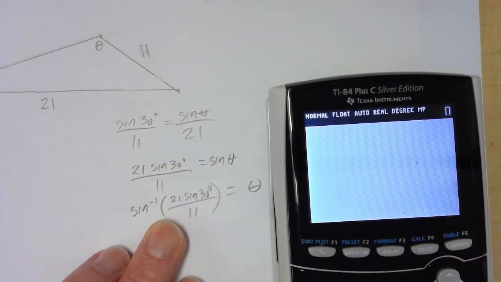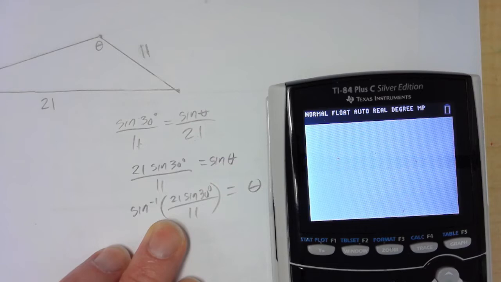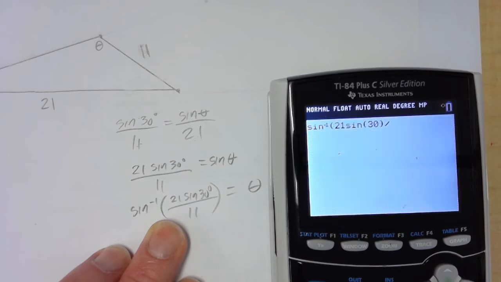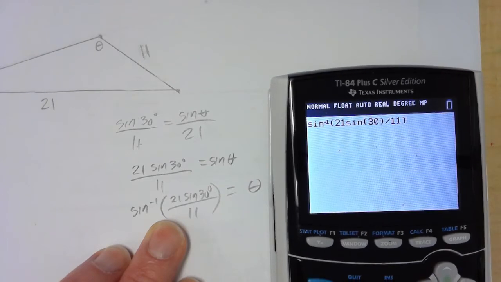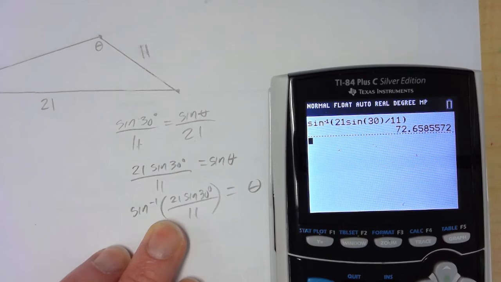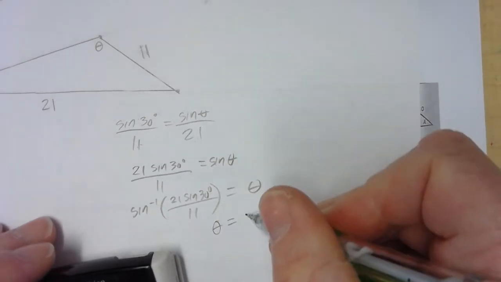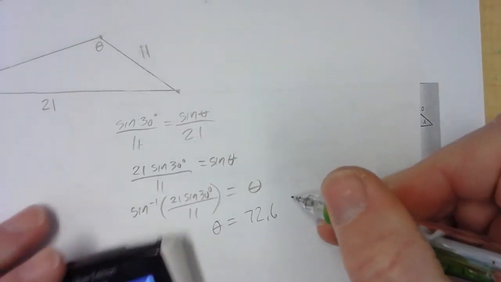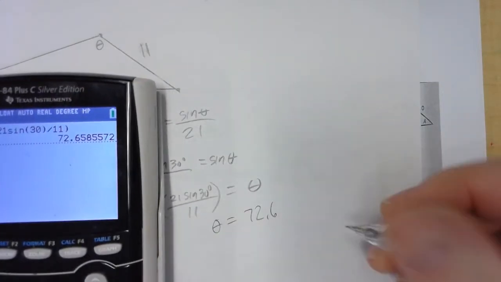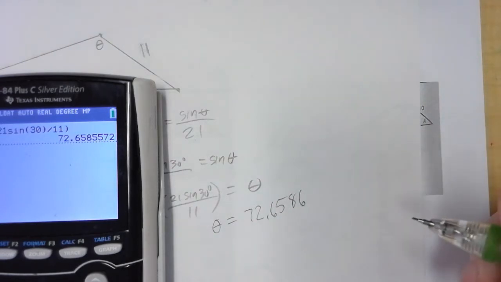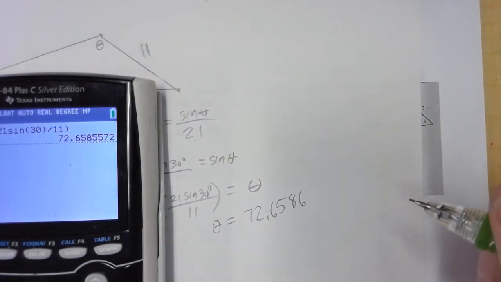Okay, so we're going to do inverse sine. And by the way, I'm all in degrees with this. So it's inverse sine of 21 sine 30 degrees divided by 11. That's 72 degrees, so theta is equal to 72.6586 degrees. All right, so that's 4 decimal places.